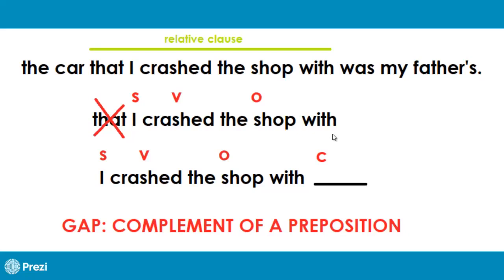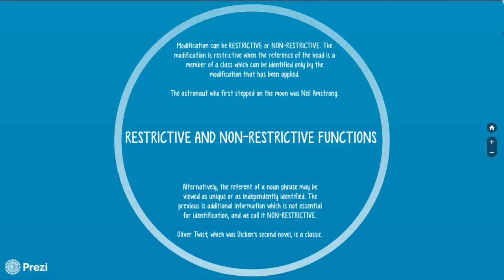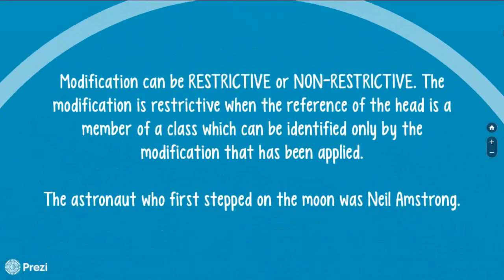Now let's talk about the restrictive and non-restrictive functions of relative clauses. Modification by relative clauses can be restrictive or non-restrictive. We are going to find a restrictive function whenever the relative clause helps us identify the reference of the head noun. In this sense, our head noun is part or a member of a class which can be identified only by the use of restrictive modification.